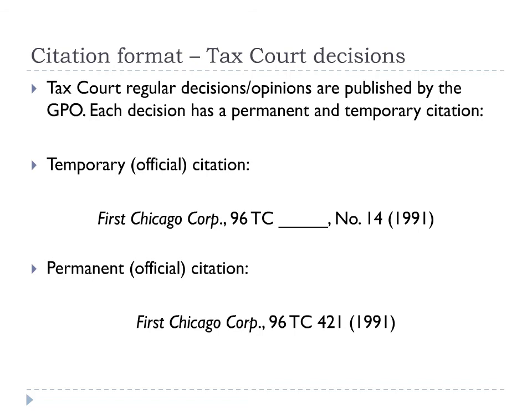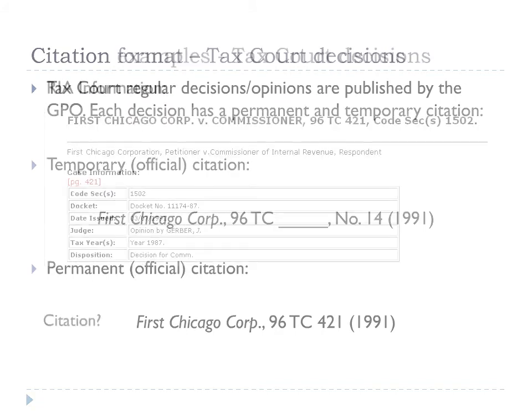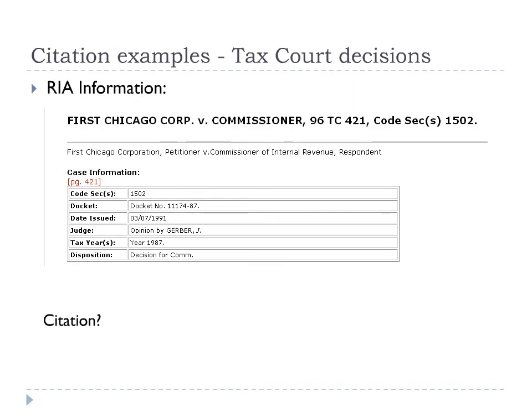Okay, now that we understand the official citations, let's talk about how we will provide citations for tax court cases, given we will not be reading these cases in their official reporter. Here's information from RIA for the First Chicago Corporation tax court case. Given what you have learned about other trial court citation formats, and taking into consideration what we talked about on the previous slide, take a minute and see if you can provide the citation for the case.